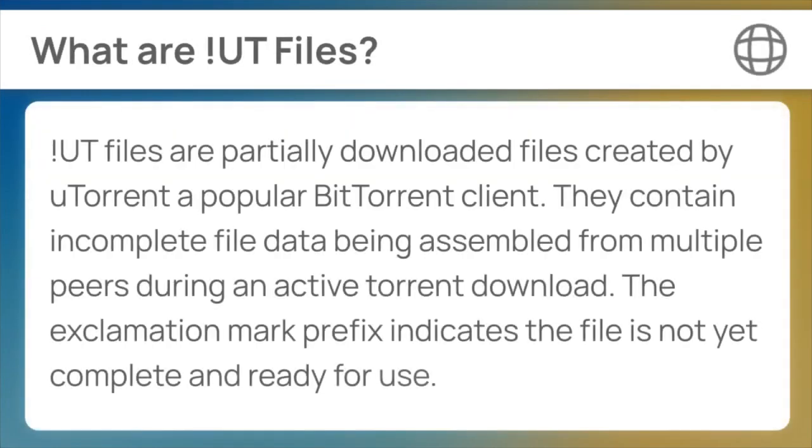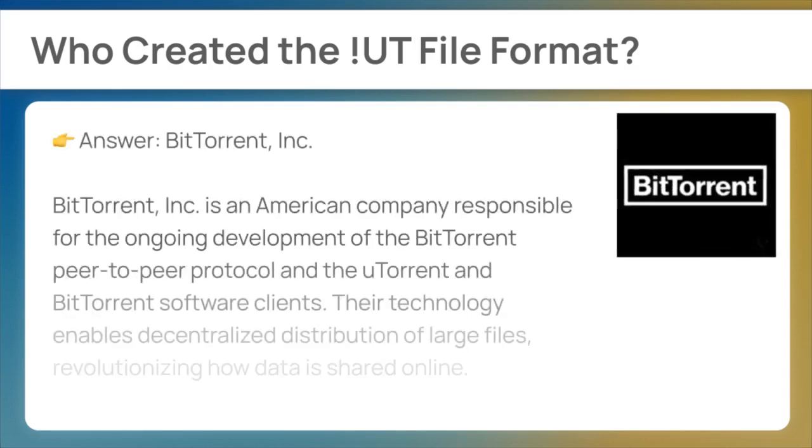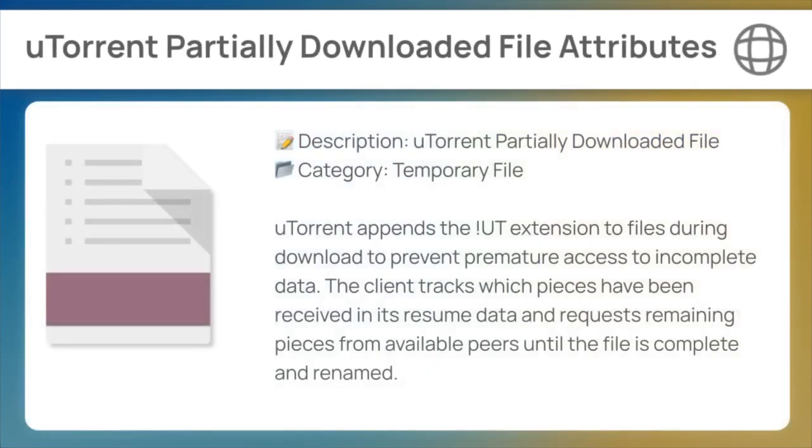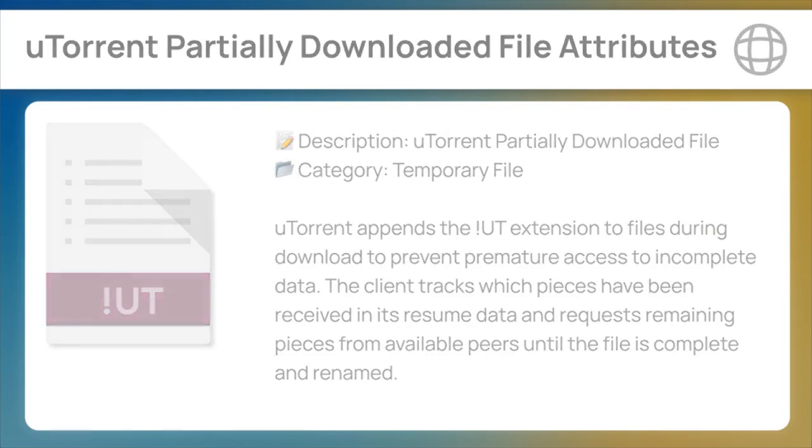UT files are partially downloaded files created by uTorrent, a popular BitTorrent client. They contain incomplete file data being assembled from multiple peers during an active torrent download. The exclamation mark prefix indicates the file is not yet complete and ready for use. uTorrent appends the UT extension to files during download to prevent premature access to incomplete data. The client tracks which pieces have been received in its resume data and requests remaining pieces from available peers until the file is complete and renamed.